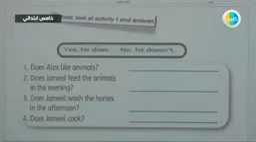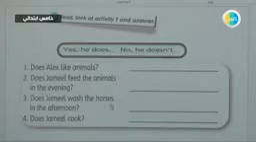Okay, now read, look at activity 1 and answer. The first question, does Alex like animals? 2, does Jamil feed the animals in the evening? 3, does Jamil wash the horses in the afternoon? 4, does Jamil cook? Okay, I think that you got the answers.